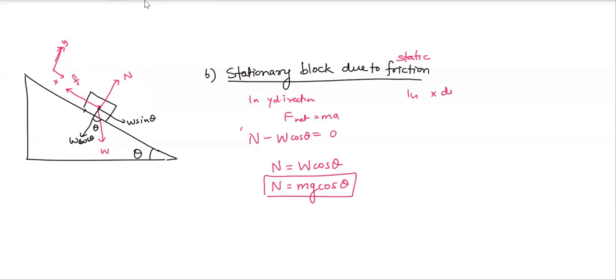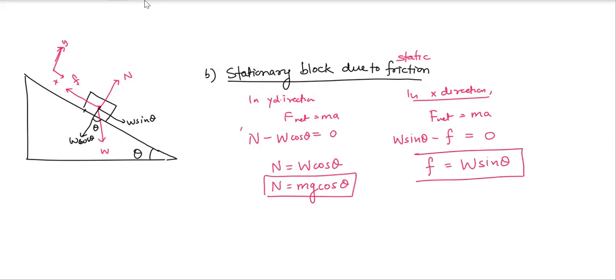In the x direction, if I apply again, since this is stationary, the net force is equal to mass times acceleration. This will be zero, where the net force is w sin theta minus friction, and then it will give us friction equal to w sin theta, or instead of w, I can write mg sin theta.